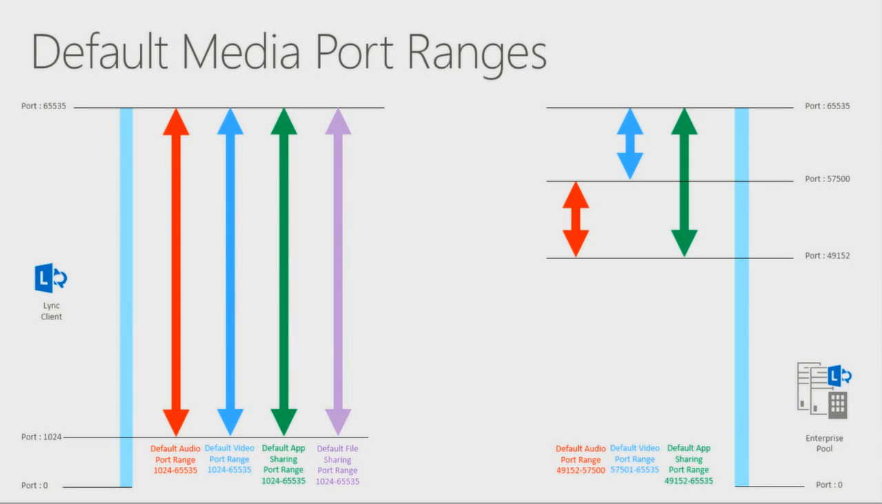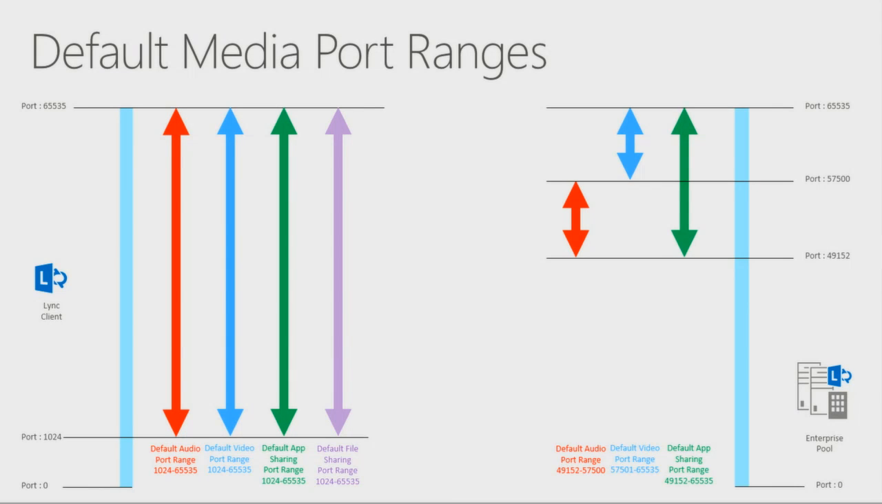Of course, on the client side we have four port ranges because we also have file sharing, which is not in a conference, so it's a separate thing on the client. By default, we have the 60K port range on the client side for all modalities. They're all the same, and we will choose dynamically between ports somewhere in that range. On the server side, we have the audio port range, and on top the video port range, and then application sharing is actually stretching both of those port ranges.